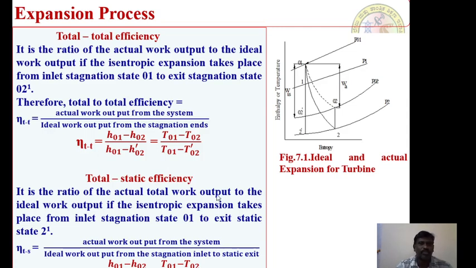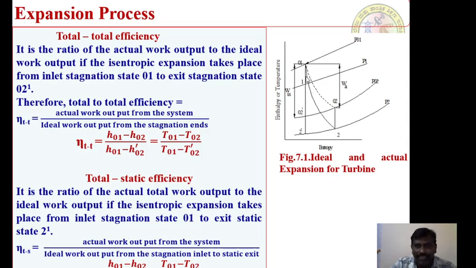Next, I am talking about total to static efficiency. It's the ratio of actual total work output to the ideal work output if the isentropic expansion takes place from inlet stagnation state 0, 1 to exit static state 2 dash. You just see this particular figure: we have the inlet stagnation state 0, 1, and 0, 2 is the outlet stagnation state. Okay, so this is the actual we are talking about, right? If you consider this particular 2, this is also a very, very important state in this case.